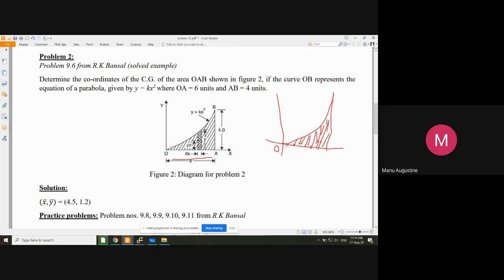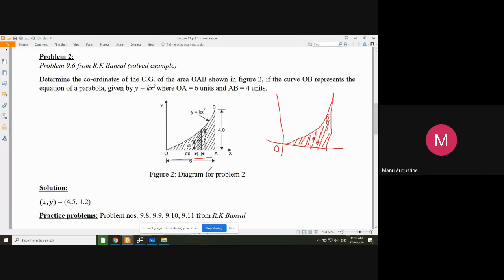There is no standard shape of this area. You have never seen an area like this, and there is no standard formula for a1. Forget about the centroid of this figure. If I simply ask you what is the area of this figure, you cannot find a formula for that. For that, you have to use integration.